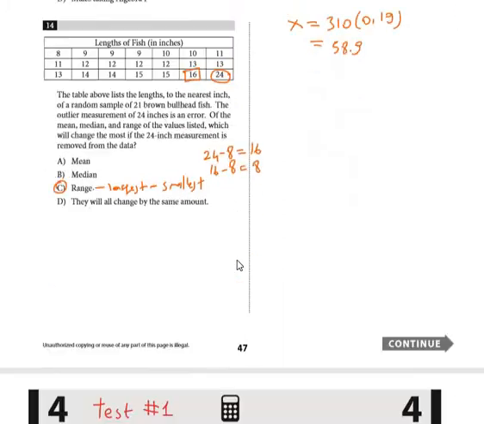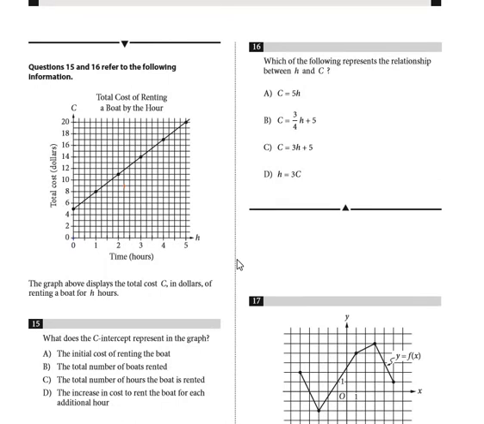Let's go to number 15. The graph above displays the total cost, C in dollars, of renting a boat for 8 hours. What does the C-intercept represent in the graph? C-intercept is like our y-intercept in y equals mx plus b. And this y-intercept in real life means the initial value, initial cost. So the initial cost of renting the boat is the C-intercept. And m is the slope. In real life, slope is the rate, speed, increasing rate or decreasing rate. Y is the total, in real life total. And x is the variable. In real life, whatever the story is, that's the variable.